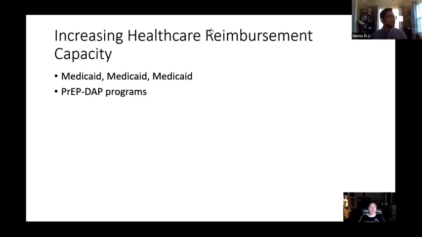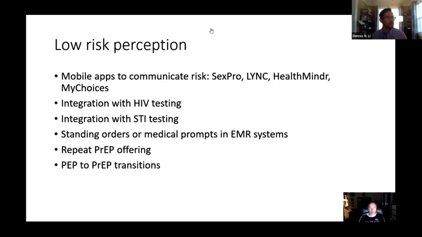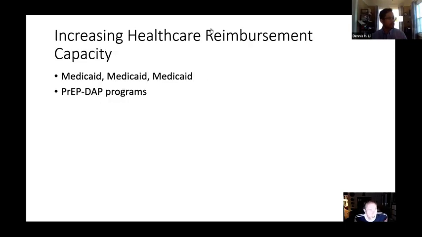Increasing healthcare reimbursement capacity. I think this is about Medicaid, that we need to continue to advocate for Medicaid expansion in the states that haven't yet expanded, and also for PrEP-DAP programs. Remembering Aaron's slide that showed that either one of these was associated with a 25% higher rate of PrEP use, but both of them was associated with a doubling.